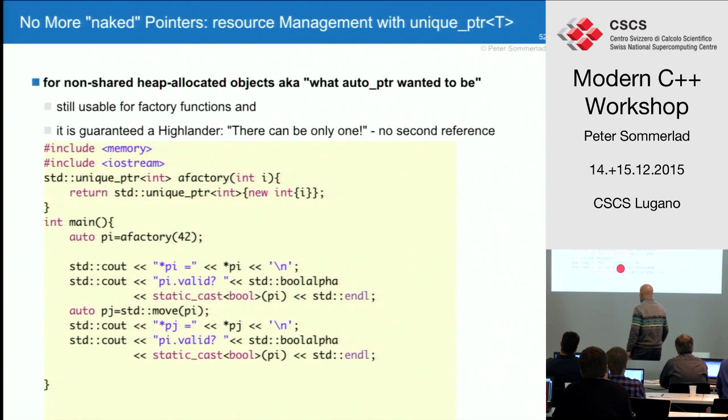You might take something out of a unique pointer. That's the example I told before with the move. You cannot copy it, but you can steal from this one and pass it over to that variable. So afterwards, pi is actually empty, the null pointer, and pj took over the memory pi was referring to. And the bool alpha will guarantee that if I print out the bool, it will print true or false.